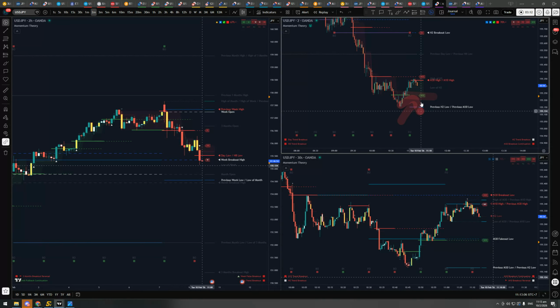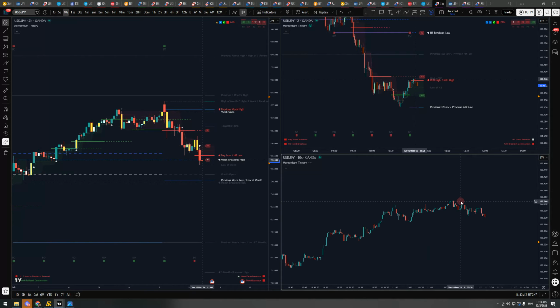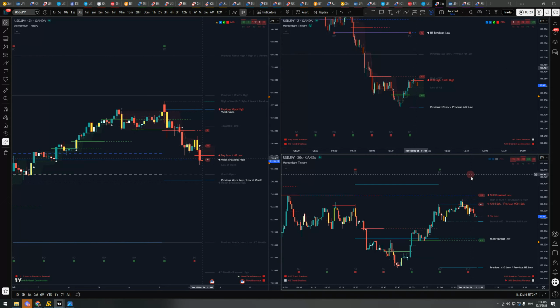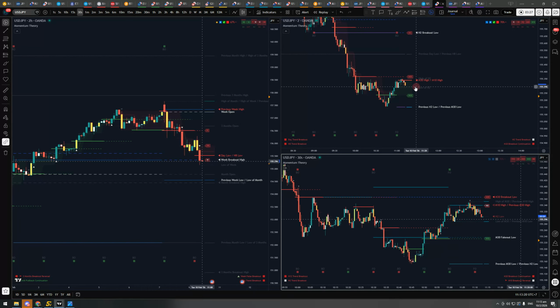So I could look for an early entry here. I can drop down even further to take something early over here, but I don't really like to do that in Asia sessions since I trade all three sessions. Don't want to be too aggressive, especially early in the week. So just going to let this play out.